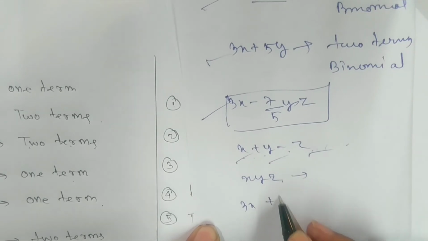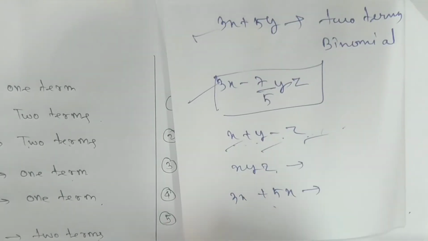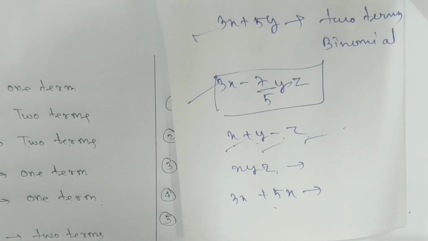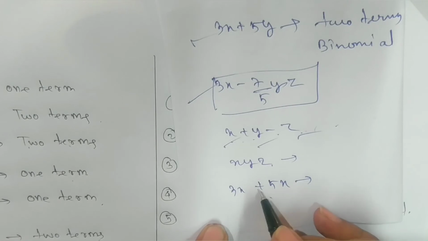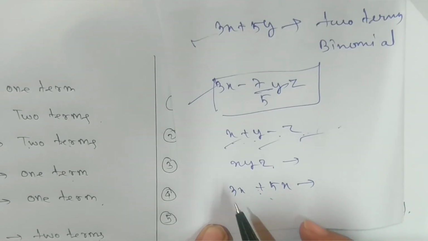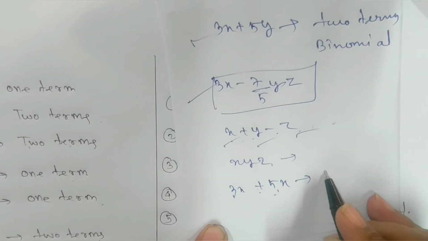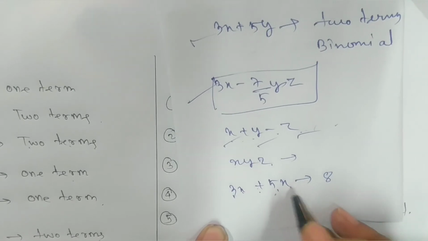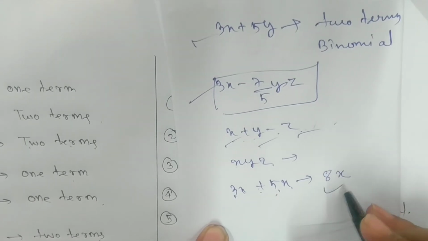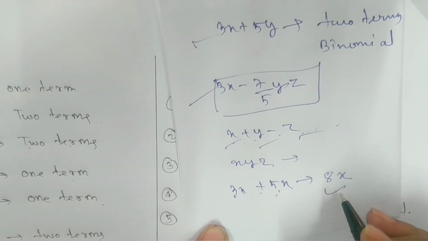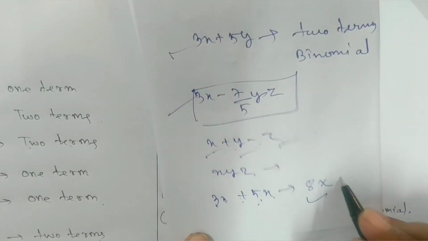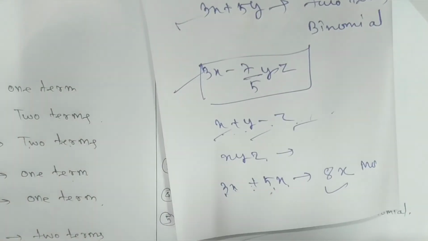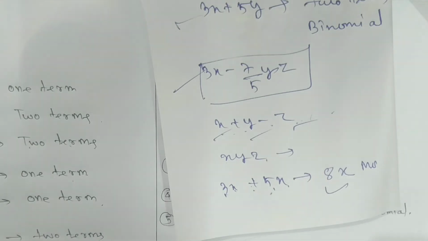3x plus 5x. Fast, within 2 seconds you need to think it. How many? Add it. 3 plus 5, 8, and there is an x. That means only one term. That is what? Monomial. Now you will say, hold on sir, you didn't get it.